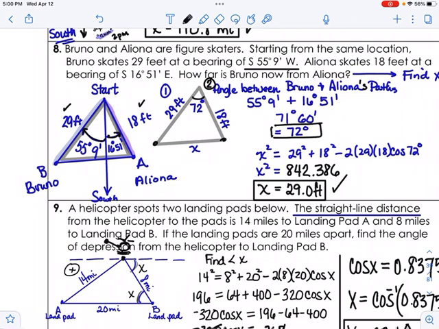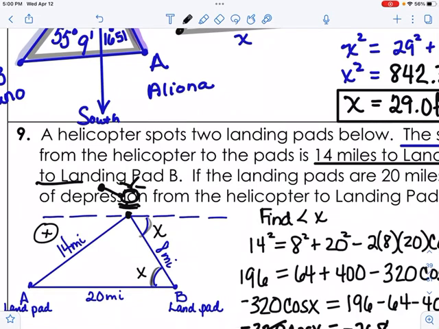So it spots landing pad A and landing pad B that are 20 miles apart. Fine, and then it says the helicopter is 14 miles to landing pad A and 8 miles to landing pad B. So we have that marked also. Here's the helicopter, and you can see here's this line, and then here's this line. Okay, so it'll fall right in line there.